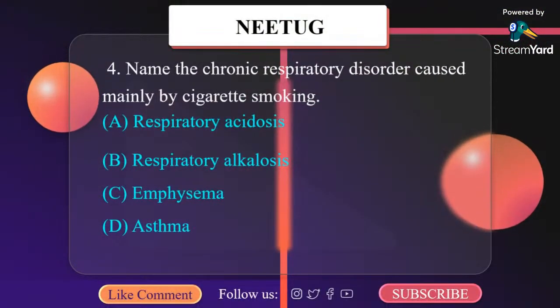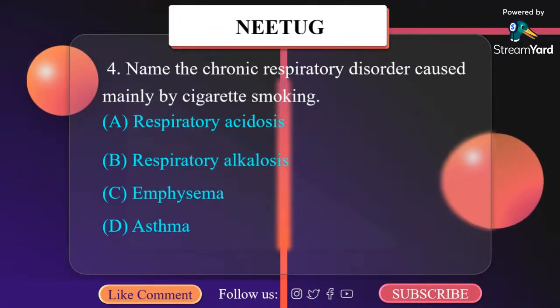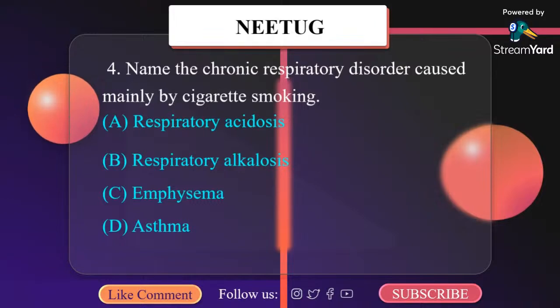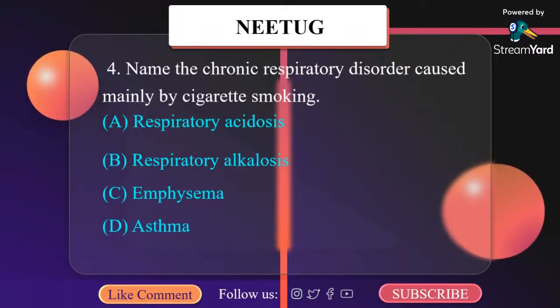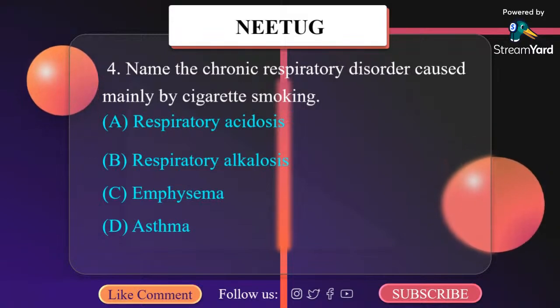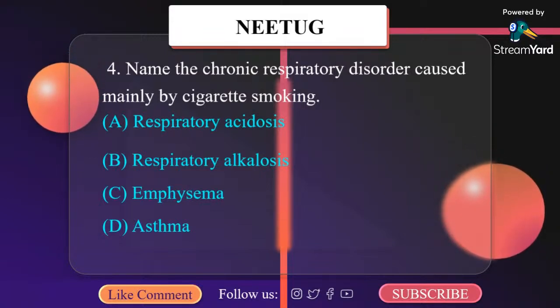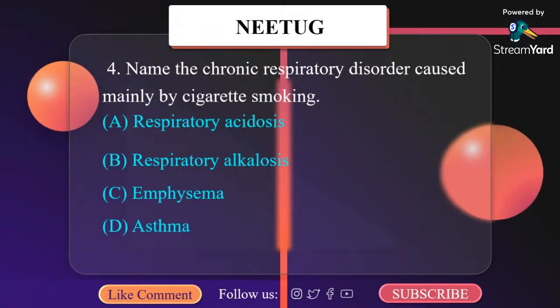Name the chronic respiratory disorder caused mainly by cigarette smoking. Cigarette smoking causes many harms. It is injurious to health and can be asked as a question in many topics. The options are: A. Respiratory acidosis, B. Respiratory alkalosis, C. Emphysema, D. Asthma.